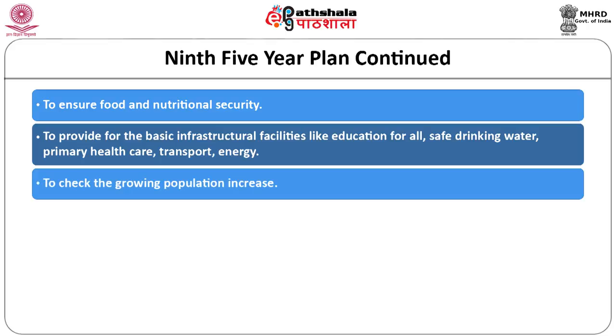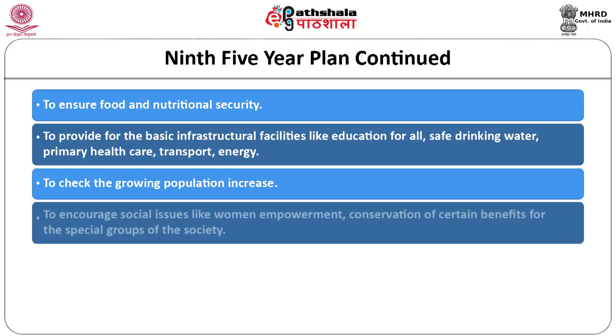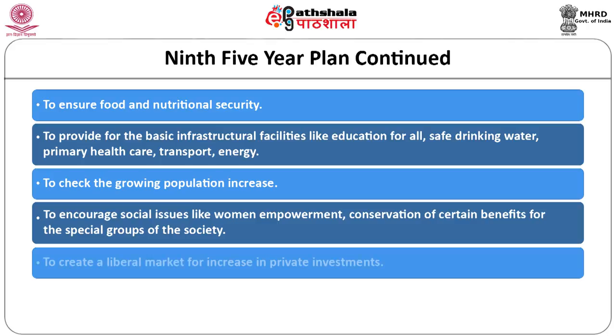population in that country. And the social issues, although social issues were not ignored, those were taken since the beginning of the planning. But here again, we emphasized social issues, particularly like women empowerment, conservation of certain benefits for this special group of the society, and to create a liberal market for increase in the private investment. And naturally, since it was a liberal economy, the initiative to attract private investment was also undertaken during the plan.